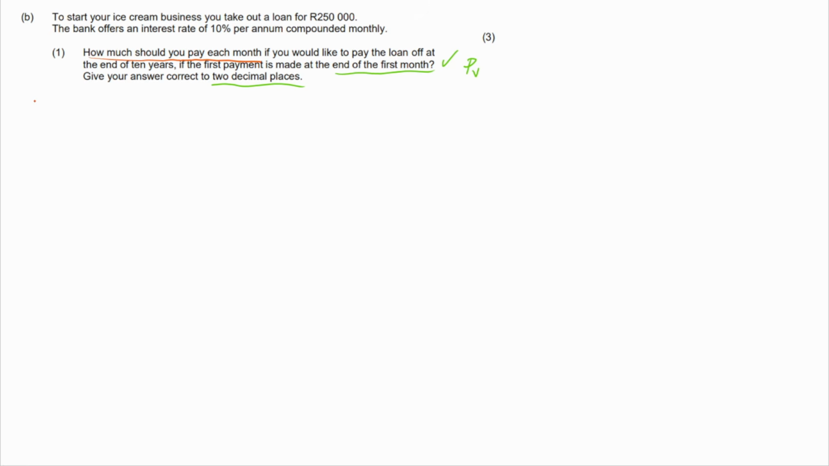All right, so we're solving for X in our present value. Let me show you the present value formula. It is given by this. It is on your formula sheet. I'm just rewriting it for us. So they just have P.